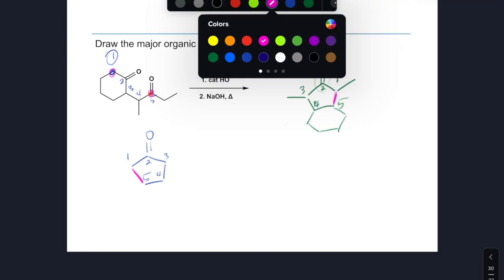Carbon 4 has a methyl group. Carbon 5 has an ethyl group attaching to it, like this. But the rest of the ring here, carbon 1 is part of this ring system which bridges from 1 to 4, which means we have something that looks more like this. So this is a bicyclic ring system. And more importantly, it's a bicyclic ring system with this double bond forced in over here.